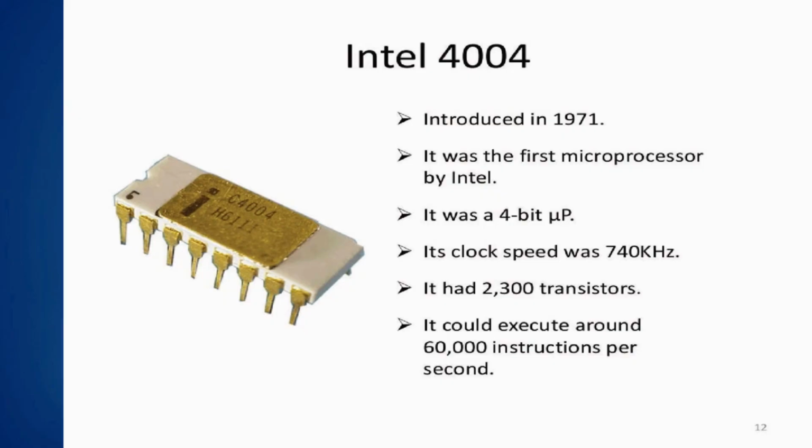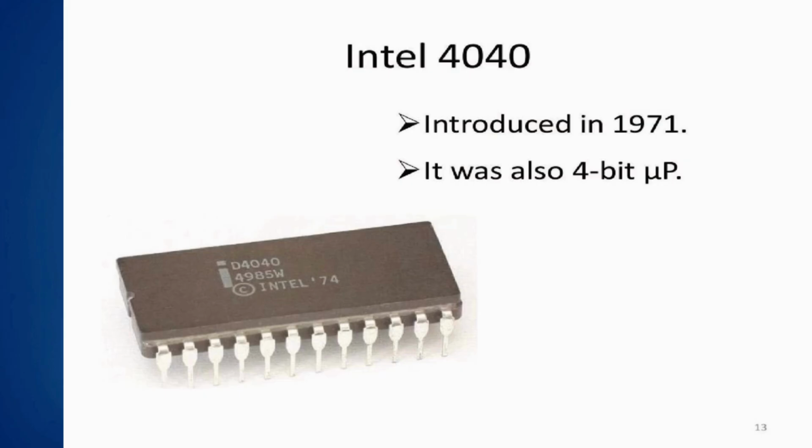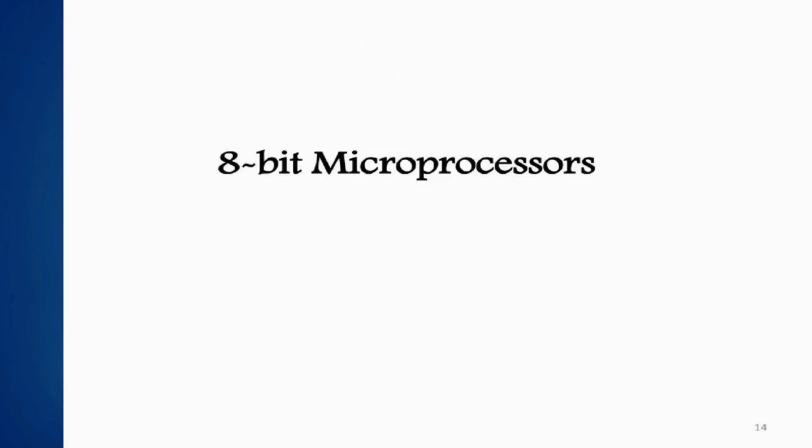We already know the scale of integration of any integrated circuit consists of a number of logic transistors, flip-flops and counters. So in this particular IC we have 2300 transistors, and it could execute around 60,000 instructions per second. And the next one, also in 1971, Intel introduced what we call the 4040. It was also a 4-bit microprocessor.